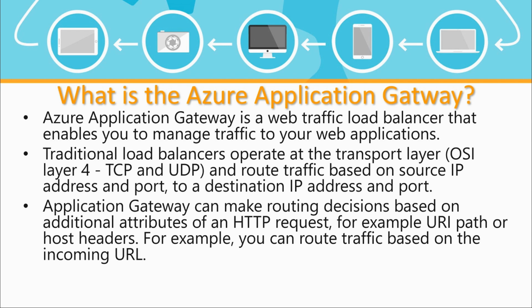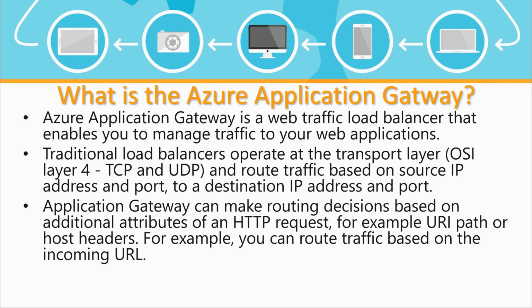The Azure Application Gateway is a load balancer, and it has the ability to operate at the 7th layer of the OSI model, whereas a traditional load balancer operates at the 4th layer. It can route traffic based on source IP, destination IP, and port number, but it can also make decisions based on the HTTP or HTTPS request, based on the URI path or URL, Uniform Resource Locator, Uniform Resource Identifier path.